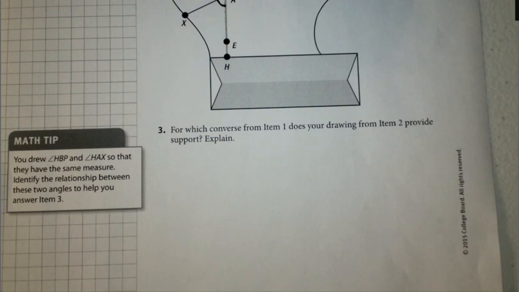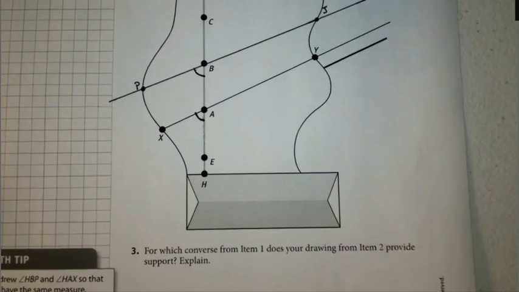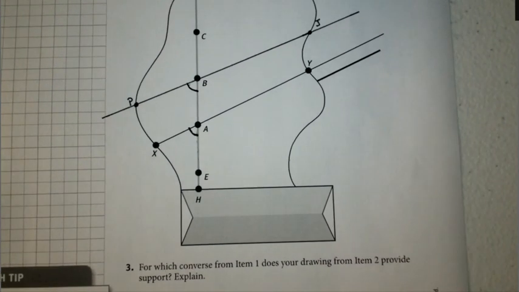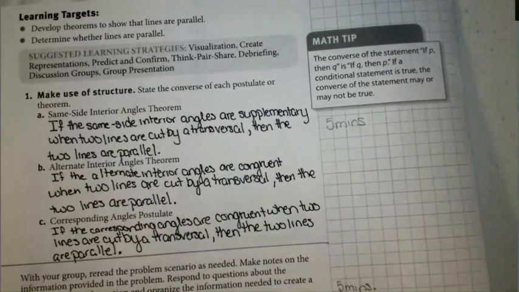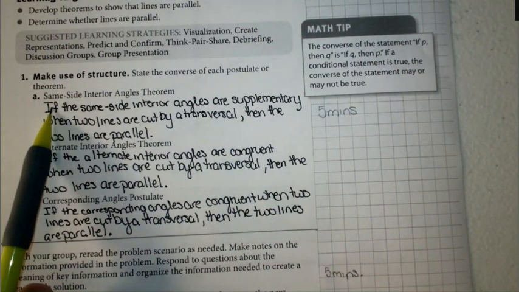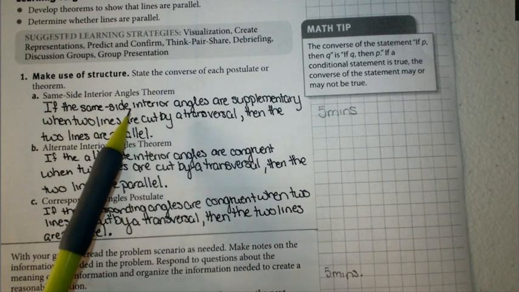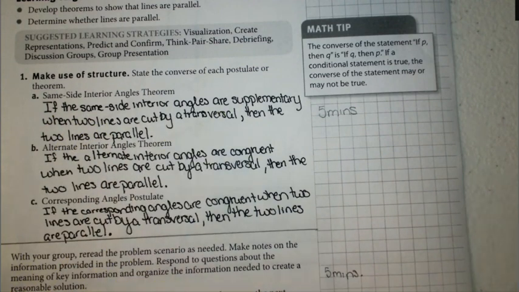The question says, for which converse from item number 1 does your drawing from item number 2 provide support, and explain? And again, this is the third chunk of our lesson, which is question number 3 only. Now, if you go back in question number 1, we have same side interior. Remember, that is if we have same side interior angles being supplementary.